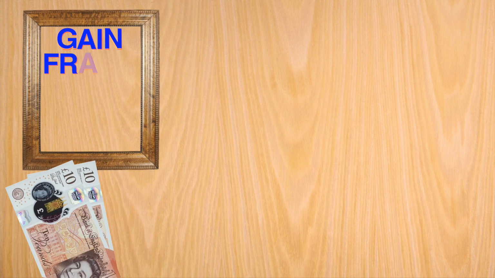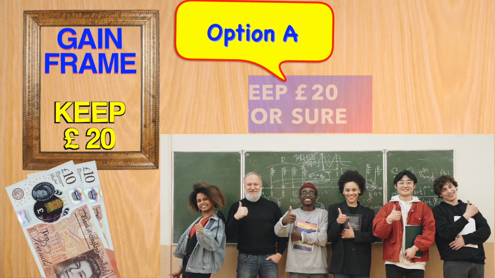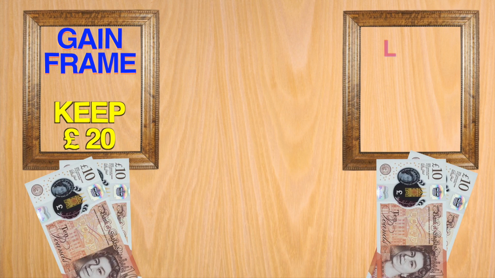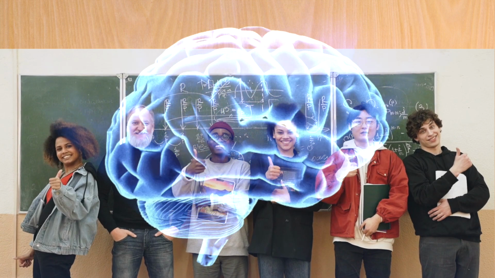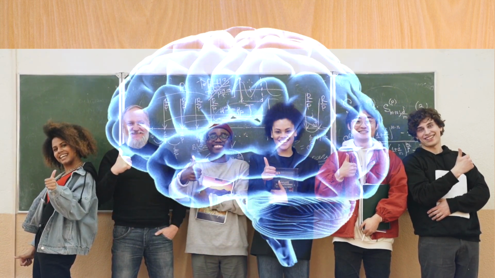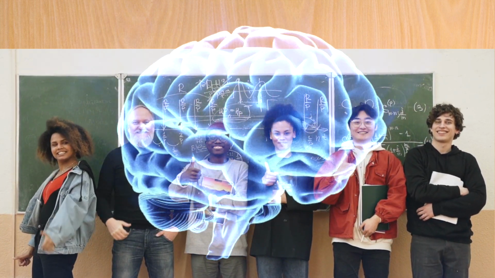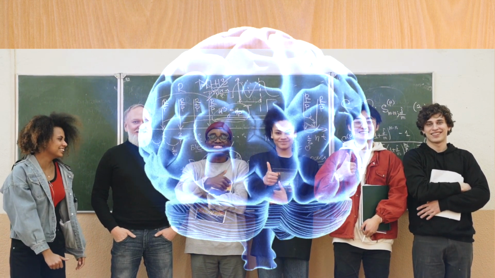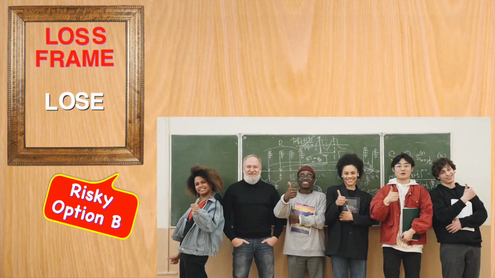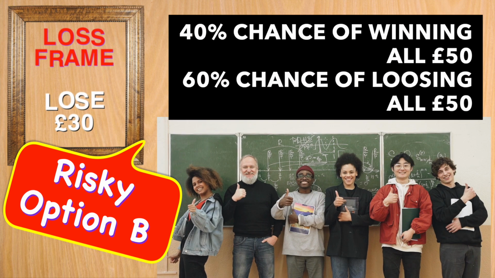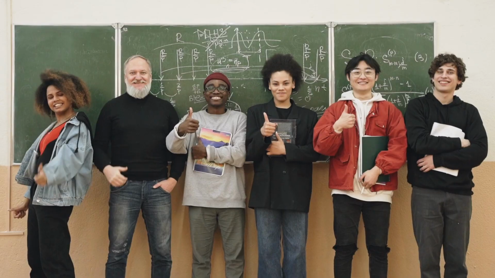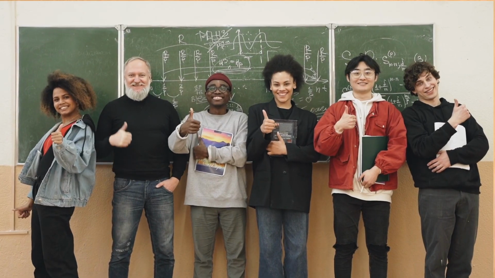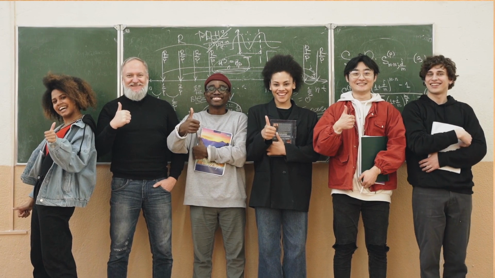But in the gain frame, the majority of the participants chose the keep 20 quid option. By just changing the word from gain 20 quid to lose 30 quid, the emotions evoked in the brains of the participants changed, and those emotions then leaked into the final decision. As a result, in the loss frame, they took a risk, which is an irrational decision, which left them worse off. But here, we had unsuspecting people who don't have formal professional training of any kind.